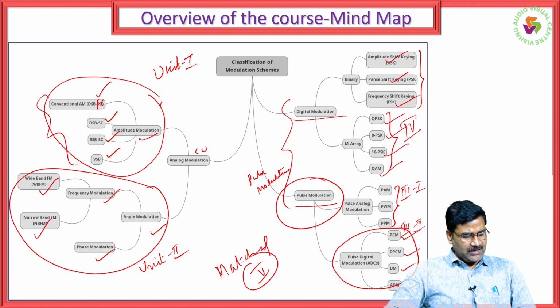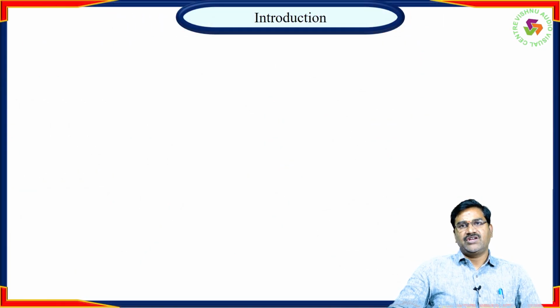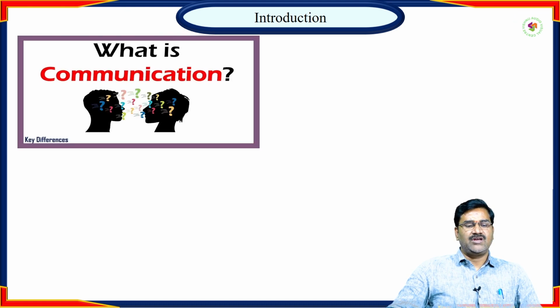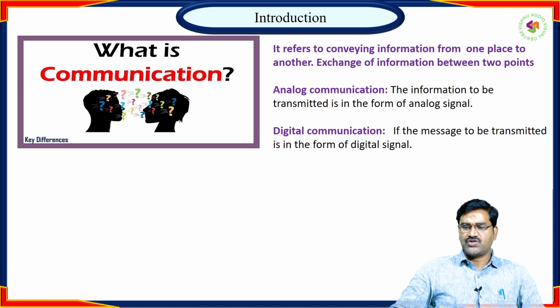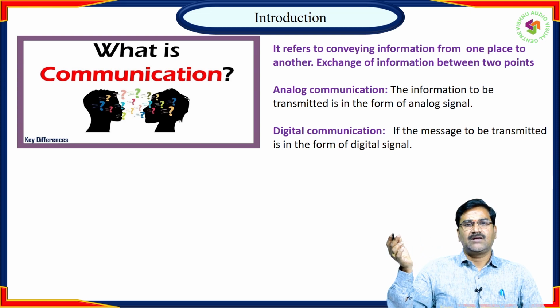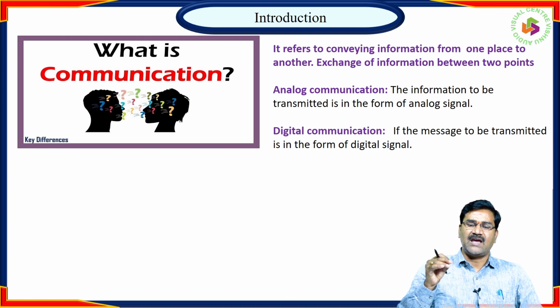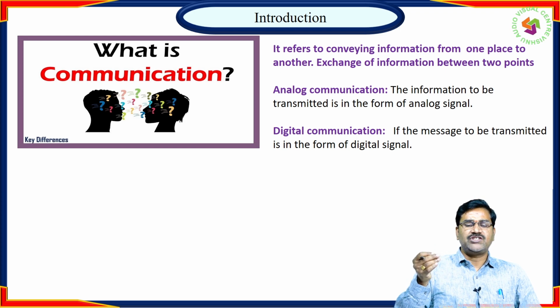Okay, now in this particular lecture, we will be concentrating on how communication is done and what we mean by communication. Communication refers to conveying the information, or transmitting the information, from one place to another place. The information which you want to convey may be in the form of analog or in the form of digital. If the information which you want to transmit is analog in nature, then we call this analog communication. Otherwise, if the information is in the form of digital or binary data, then such modulation schemes we will call digital communications.